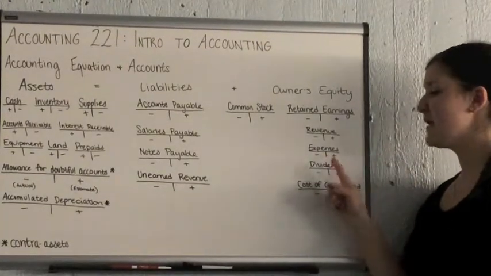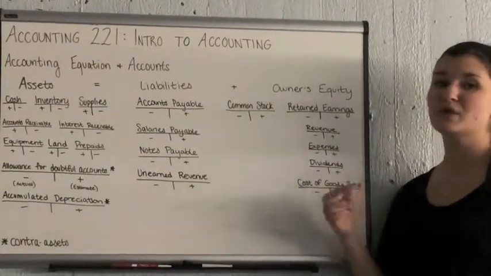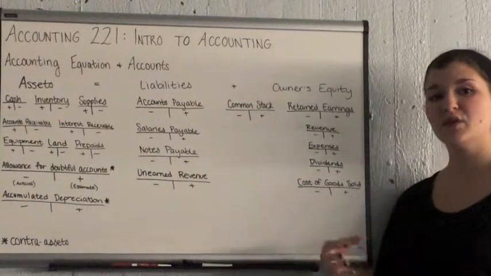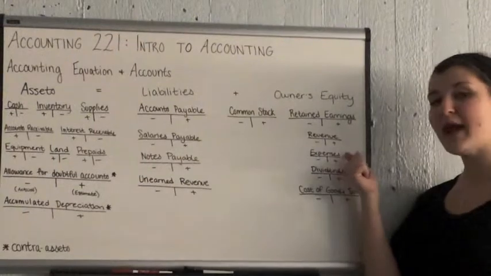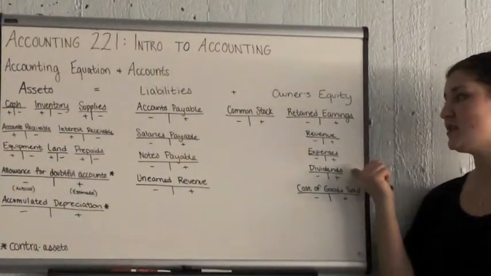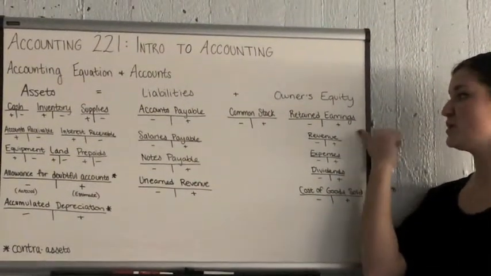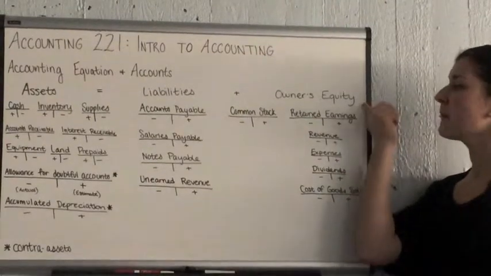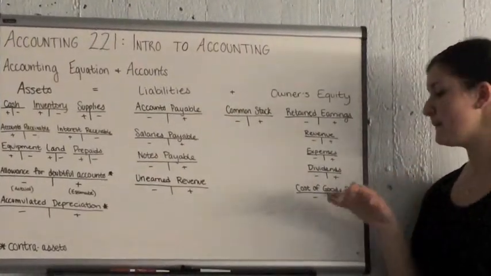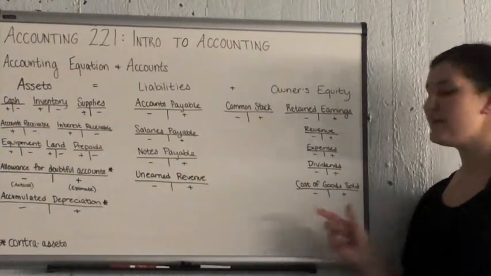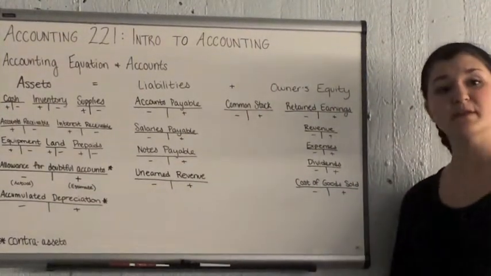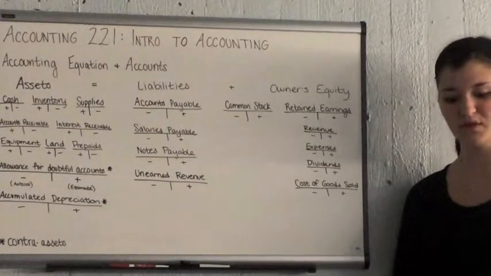However, when you book an expense or dividends, you actually debit them because they increase, and they will increase the total of the individual account. However, like I said, they decrease the total of retained earnings, which they are closed out to at the end of the year, and they decrease total of owner's equity. With cost of goods sold, it's back to the normal with a negative debit and a positive credit, and that's fairly self-explanatory. It is the cost of the goods that you sold.